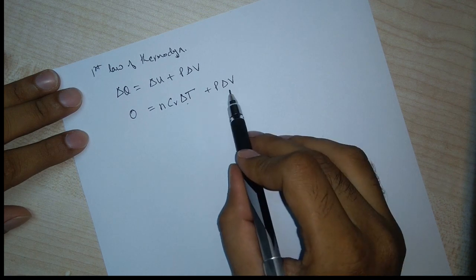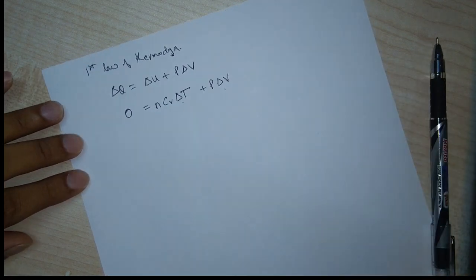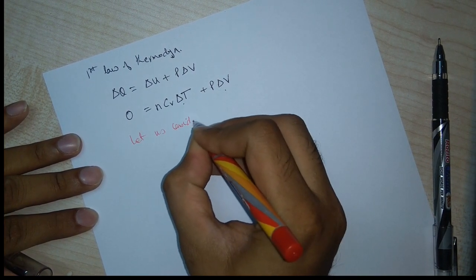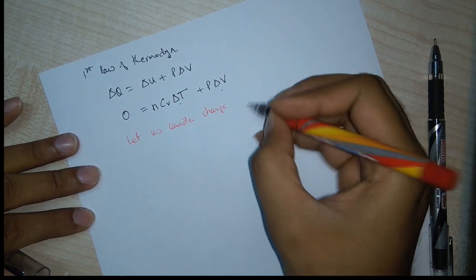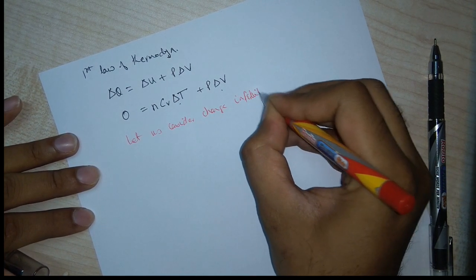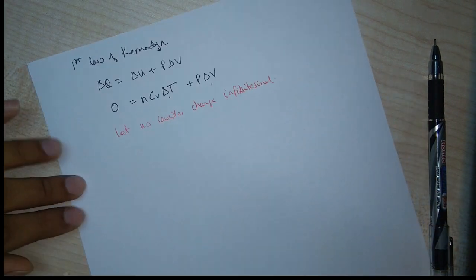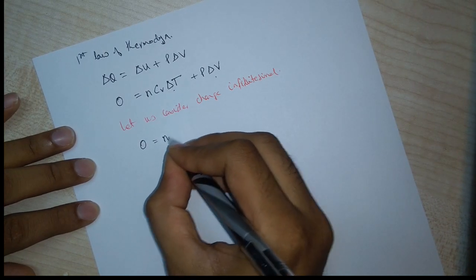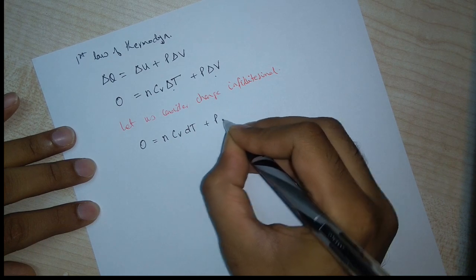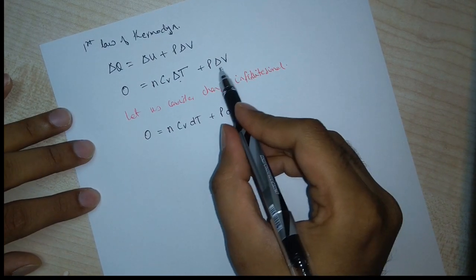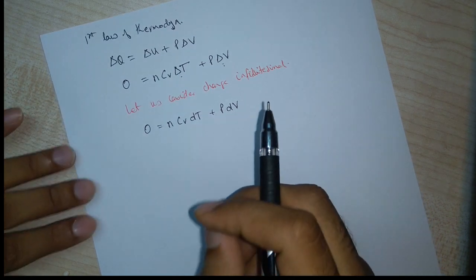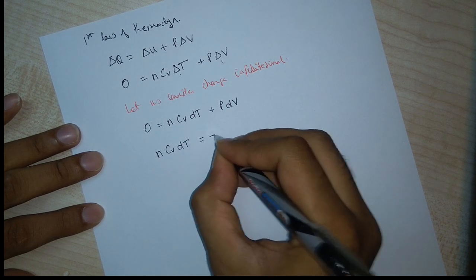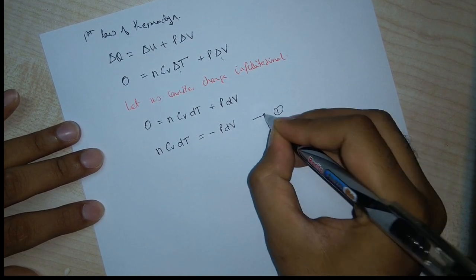And this is the change in temperature, this is the change in volume. We consider the change to be infinitesimal. So if we consider it to be infinitesimal, then whatever is delta T, I have to write it as nCV dT, and whatever is delta V, I write as a small change. Delta V means a large change, dV means a small change. So I rearrange this equation and write nCV dT equals minus P dV. Let us call this equation 1.